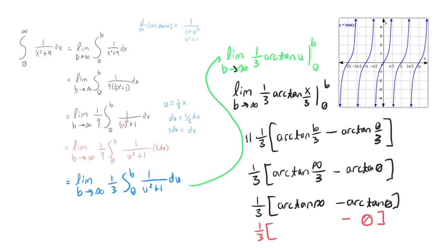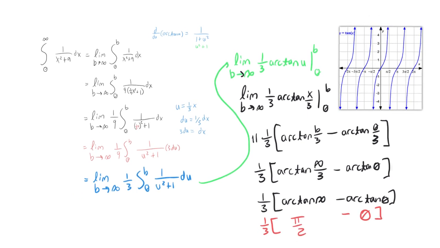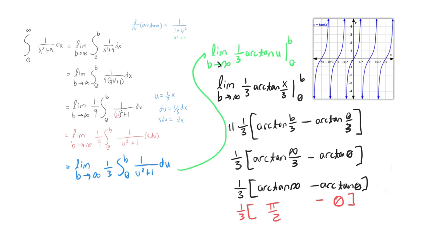Now, similarly, we could say the tangent of what angle is equal to infinity? Well, do you see how it shoots up to infinity here? That corresponds with this angle called pi over 2, okay? So ultimately, this is going to be 1/3 pi over 2 minus 0, which is therefore just going to be equal to pi over 6.